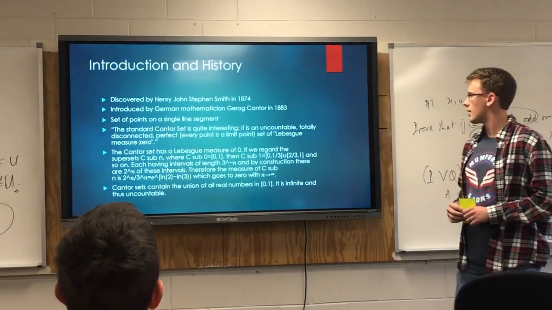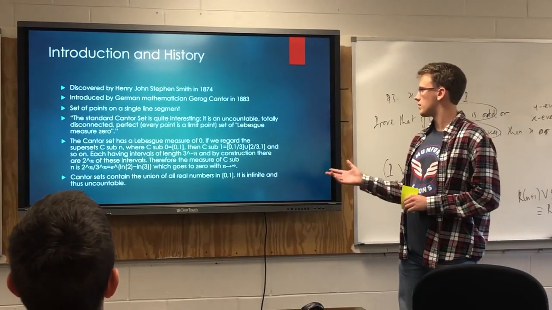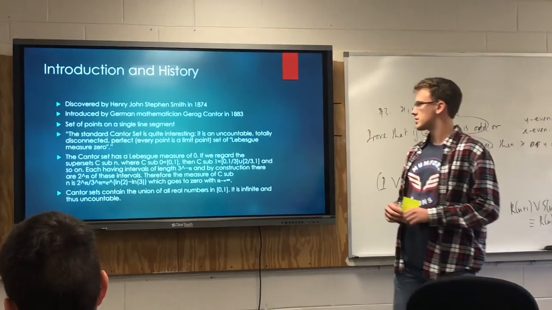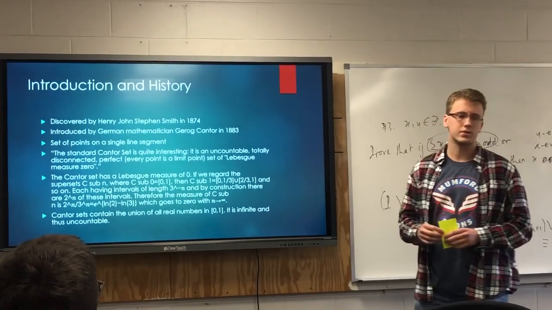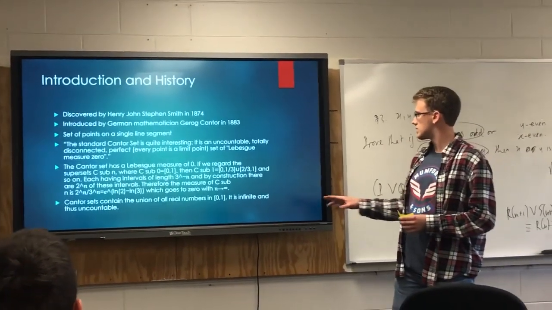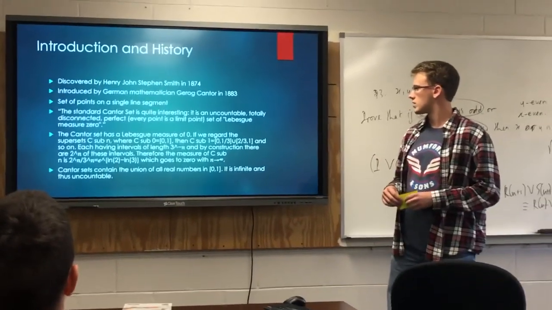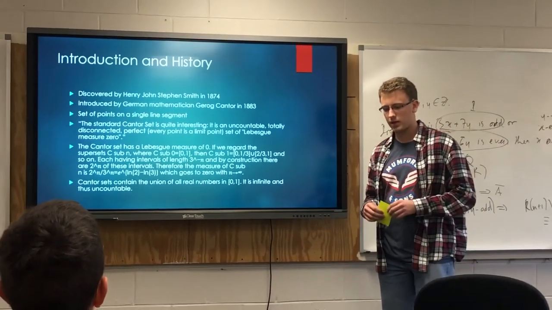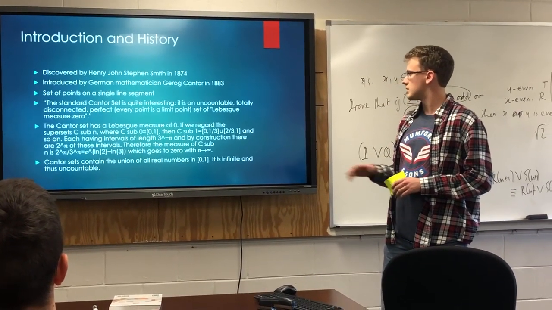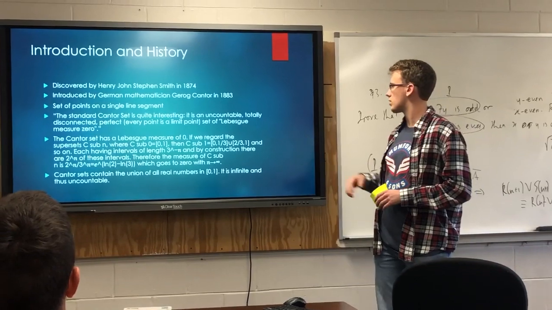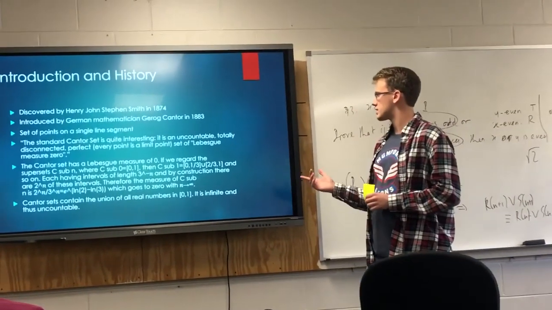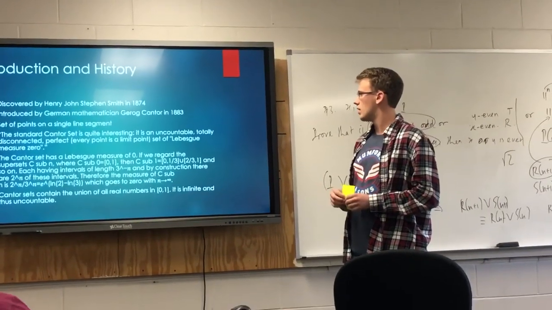Basically what that means, as you can see in the descriptions below, is that Cantor sets contain the union of all real numbers along a set of 0 to 1. That's further explained a little bit later in the presentation. But as you can see in this point right here, this actually explains it. So the Cantor set has a measure of 0.